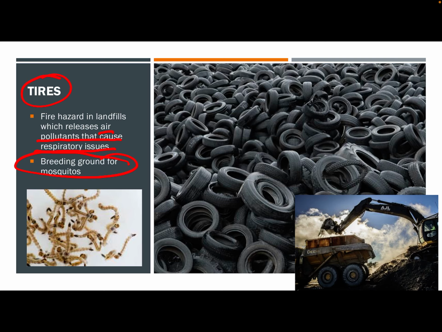So in some places, you can take these tires and they'll chop them all up and use them for things like new tracks, playgrounds. You can use them for footing under horses. They add them into asphalt, and then here in Connecticut, we actually have a plant that burns tires and turns them into energy.